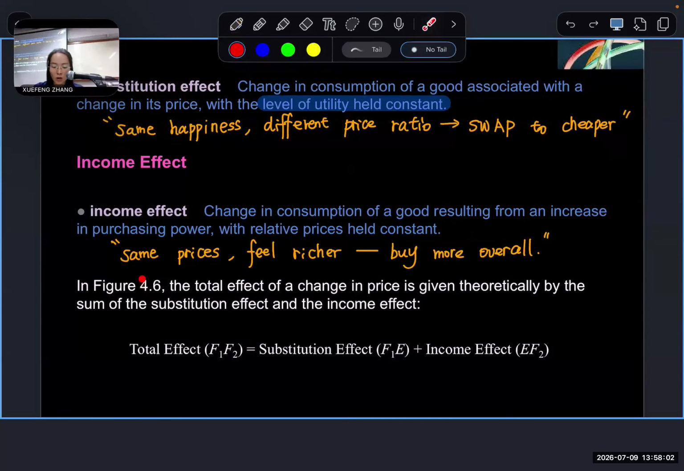Okay, next one, we're gonna look at figure 4.6. The total effect of a change in price is given theoretically by the sum of the substitution effect and the income effect. Okay, so we have a formula here. The total effect equals the substitution effect plus the income effect. Let's take a closer look at figure 4.6.